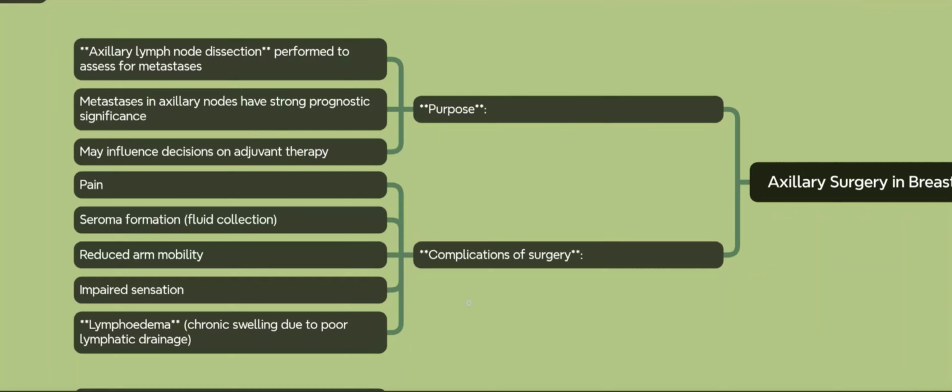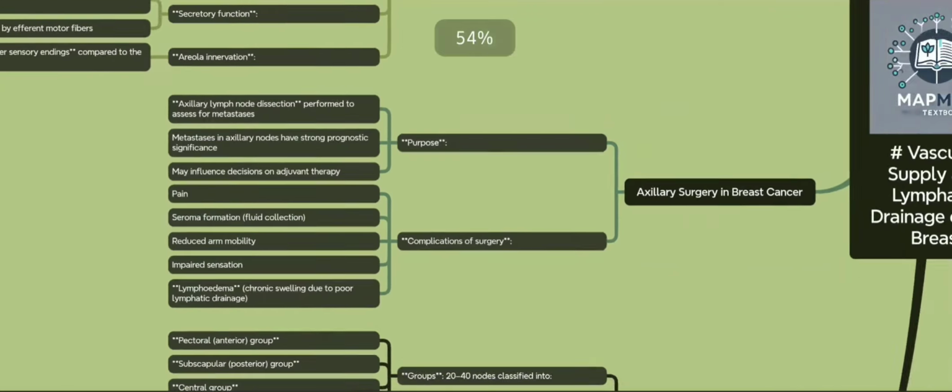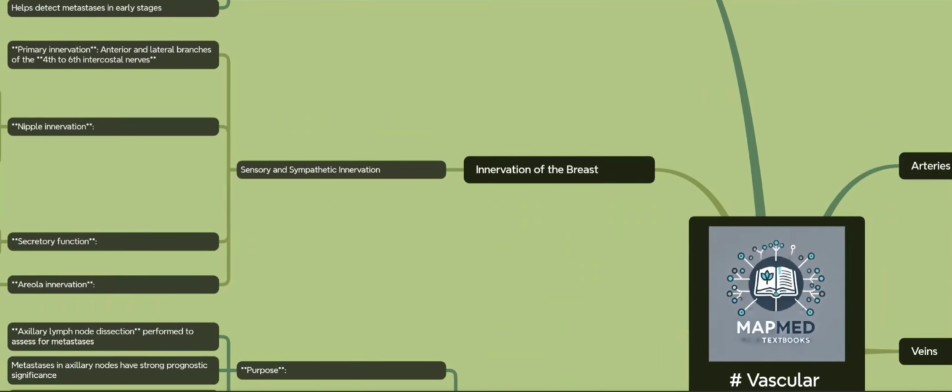Then, what are the complications of axillary surgery? The person can have pain, seroma formation, reduced arm mobility, impaired sensation, and lymphedema. Why? There's poor lymphatic drainage after the surgery.